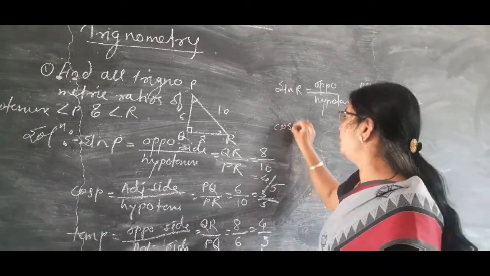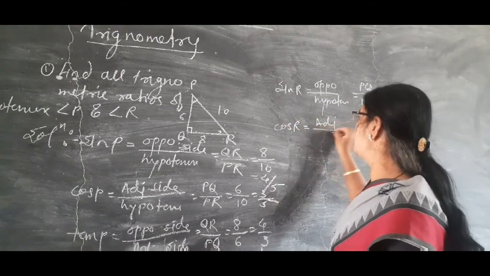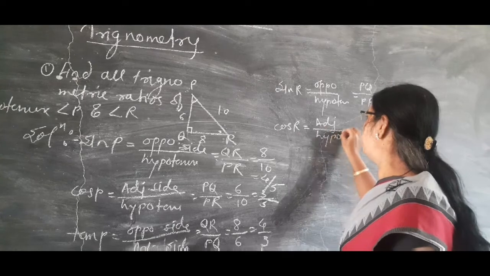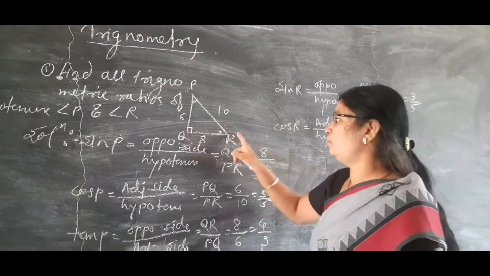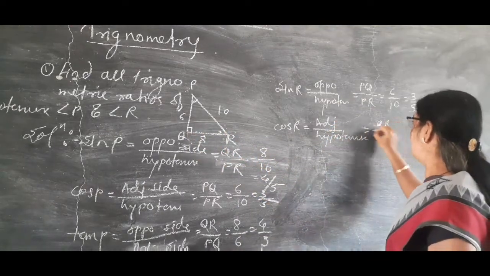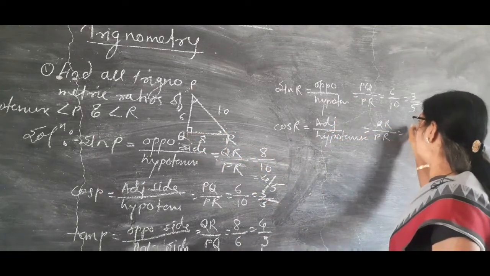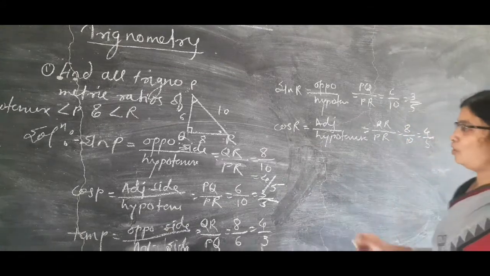Then you have to find out cos R. Cos R is adjacent side upon hypotenuse. Now which is the adjacent side of R? QR upon PR. QR is 8, PR is 10. What is your answer? 4 upon 5.